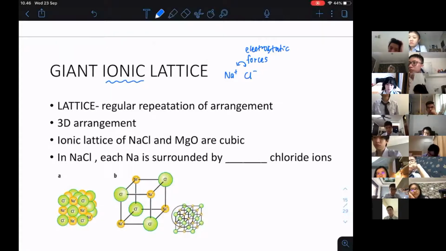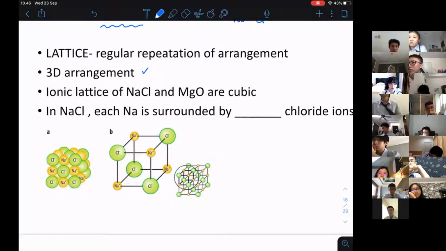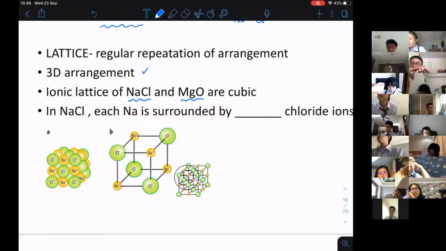So we have learned that a lattice is a regular repetition of arrangement. This will create a 3D arrangement according to your syllabus. There are two ionic compounds mentioned in the syllabus, sodium chloride and magnesium oxide, but they are not limited to only these two compounds. It can be maybe LiCl, it can be Na2O. Those will also form an ionic lattice.